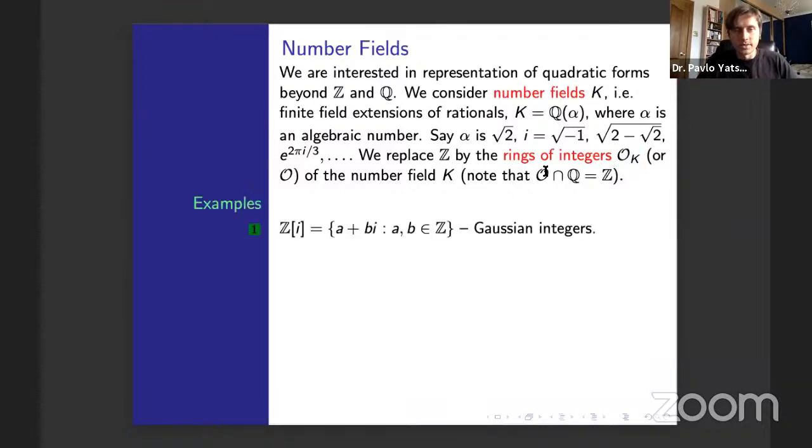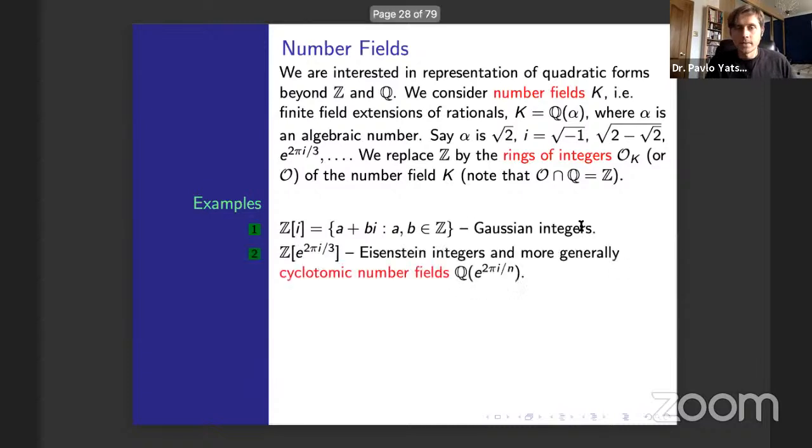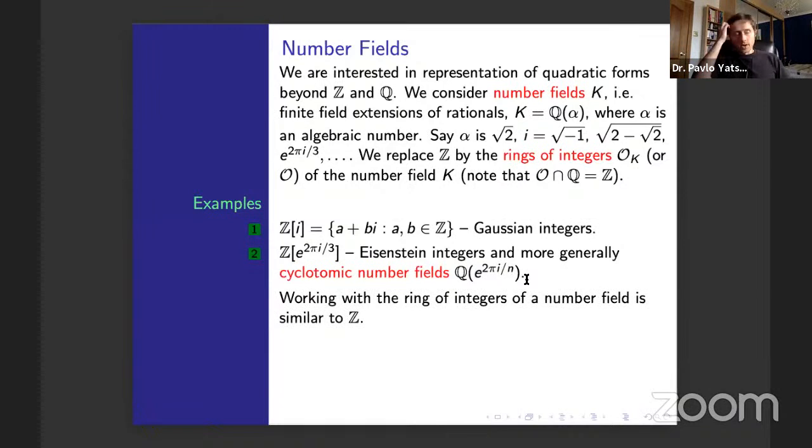So here are a few examples which all of us have seen many times. If we adjoin the imaginary number i to the integers, we get the Gaussian integers. If we adjoin the third root of unity to Z, we get the Eisenstein integers. And more generally, if we adjoin any root of unity to Q, we get cyclotomic numbers. And so cyclotomic fields are generally quite a useful number field family to study because of the nice structures they do have.